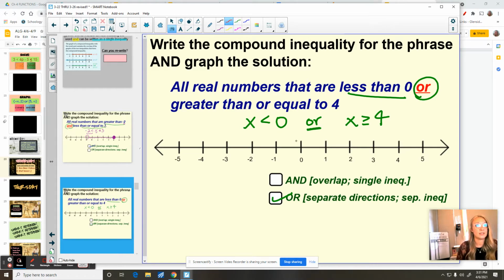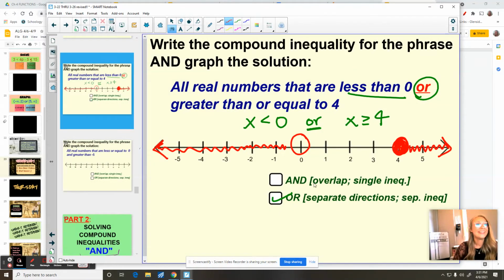So x is less than 0. Because it's just less than, it'll be an open circle, and we shade all real numbers less than 0. For our second part, when it says greater than or equal to 4, that's going to be a closed circle, and we're going to shade all of our real numbers that are greater than 4.